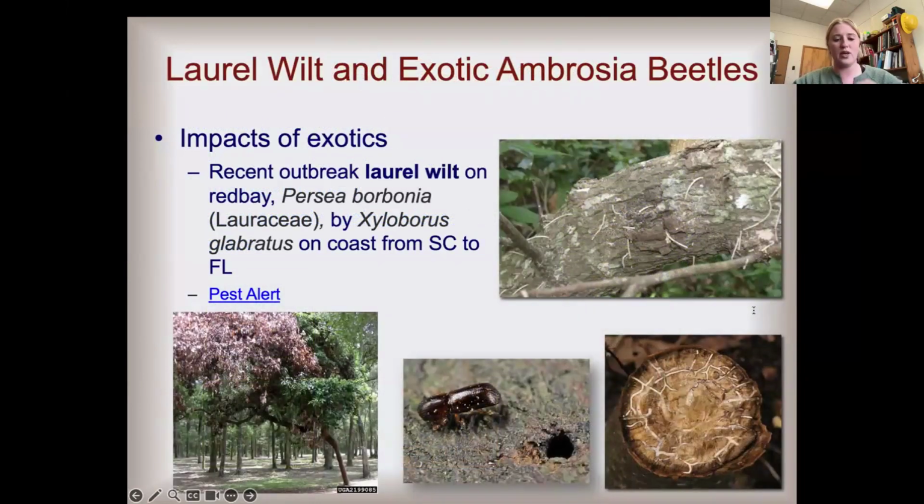So, shifting gears because I think we're running a little bit out of time here, but hopefully we can make it through this. Laurel wilt and exotic ambrosia beetles.